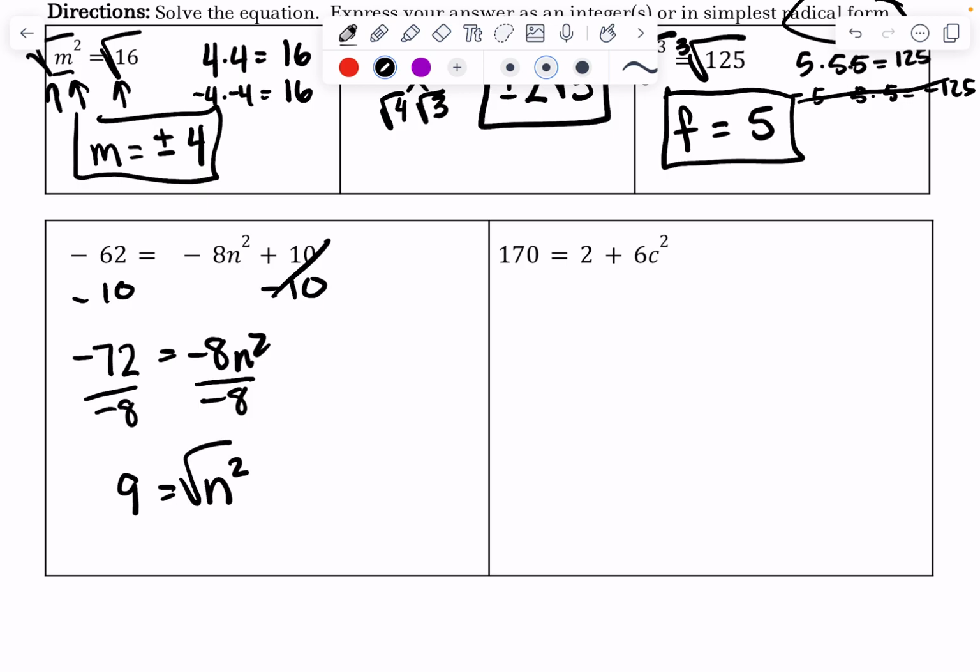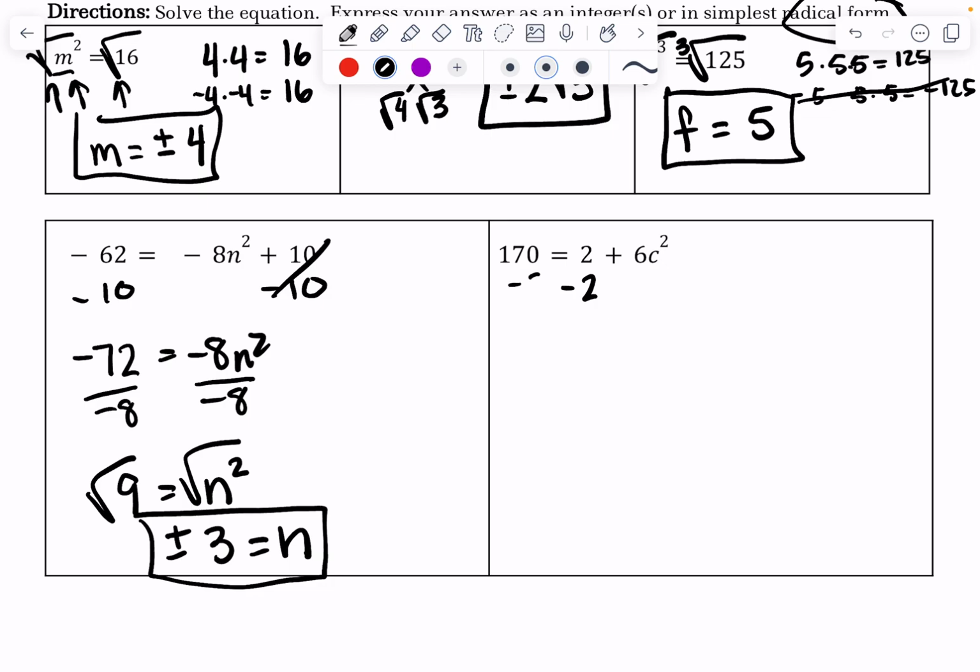Now I want to take the square root of both sides. Remember, when we introduce the square root, we can get two possible answers. The square root of 9 is 3, so we get plus or minus 3 is equal to n. And again, you could plug these in and double check that it works. These should work. Both options should work.